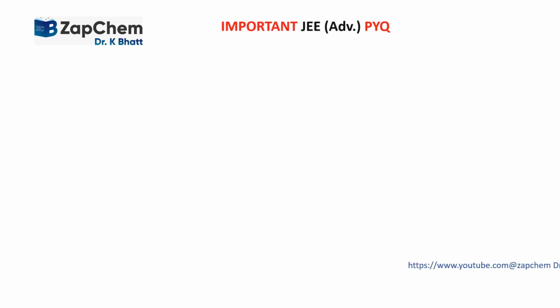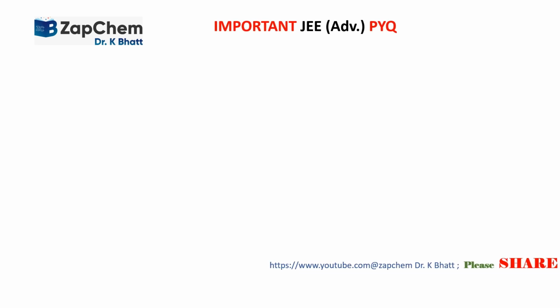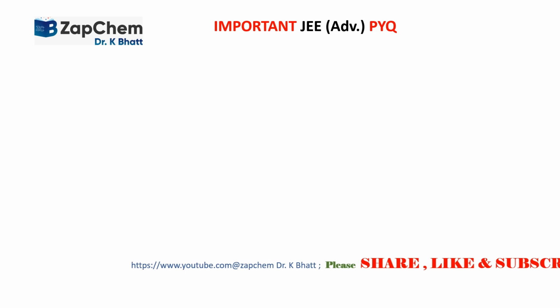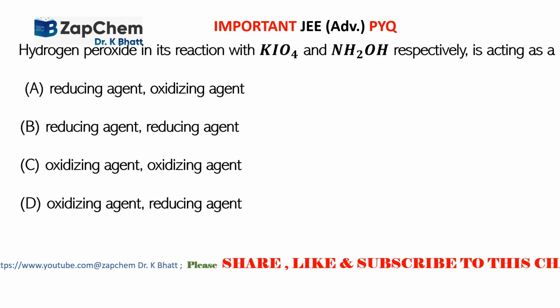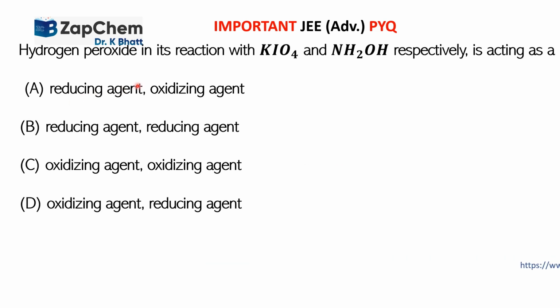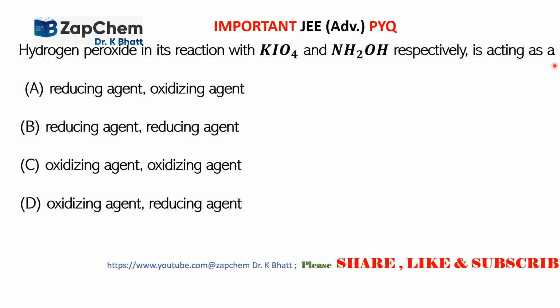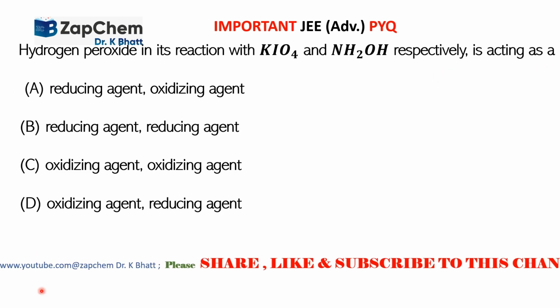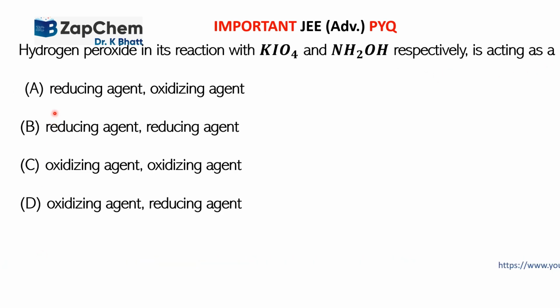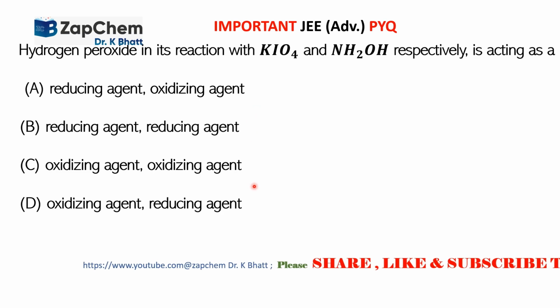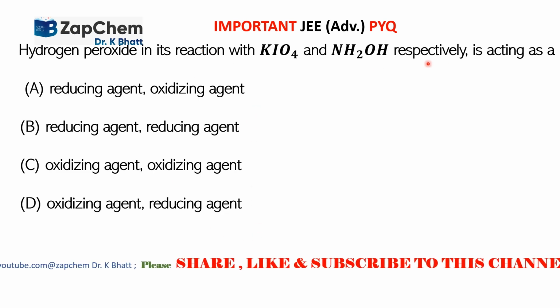So let us view the question. It's an important JEE Advanced PYQ. The question is here. Hydrogen peroxide in its reaction with KIO4 and NH2OH respectively is acting as a, four options are given. They are required to find out which is a reducing agent and which is an oxidizing agent out of these.